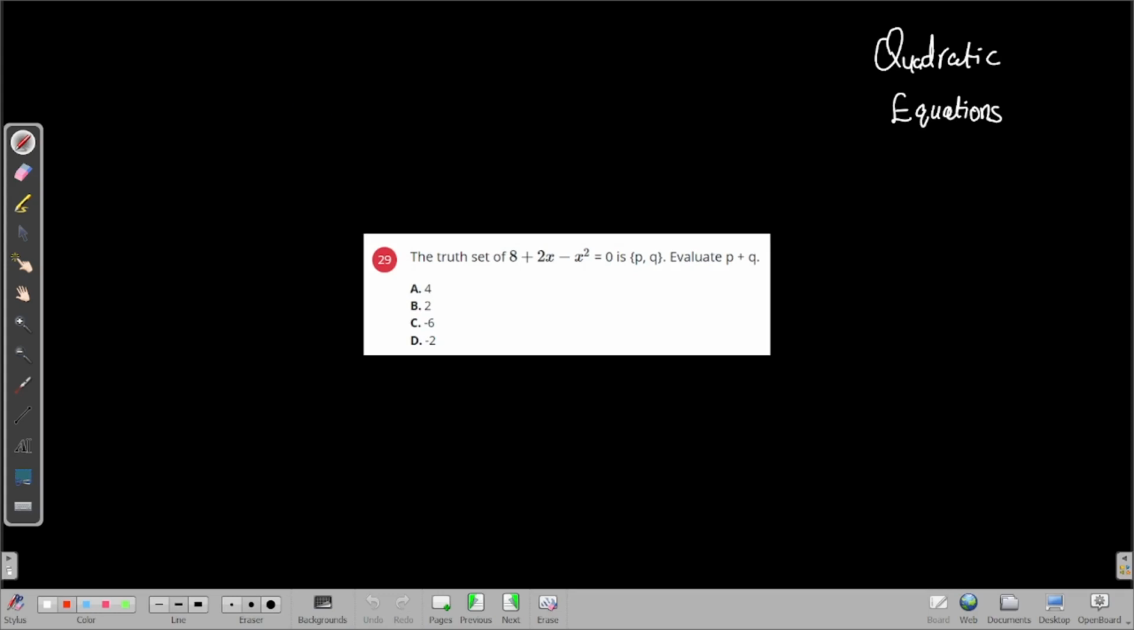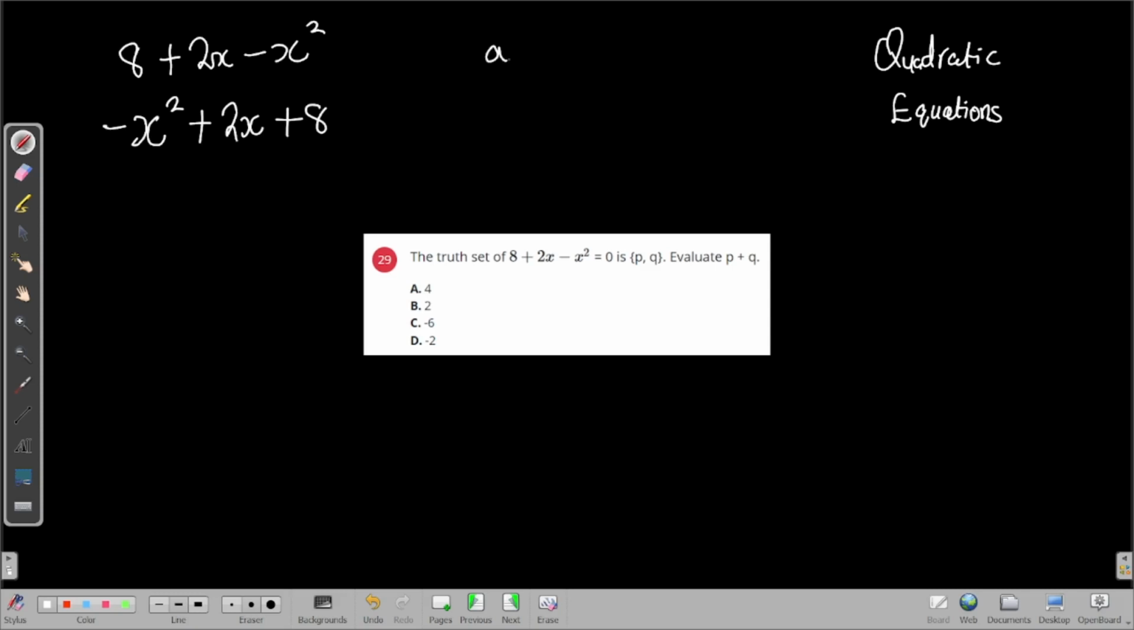This is a question on quadratic equation. The truth set of this quadratic equation is p, q. They're just telling you to find the roots of the equation. So you have to factorize and then find the roots of the equation. Evaluate p plus q. So let's just find the roots of the equation: 8 plus 2x minus x squared. Let's rearrange: minus x squared plus 2x plus 8.